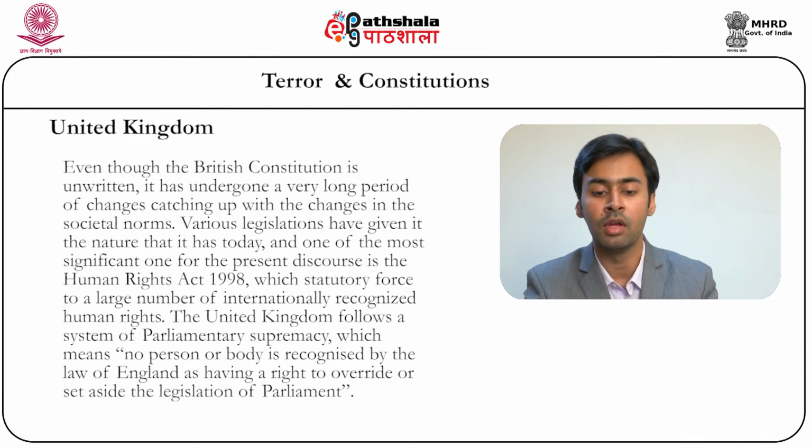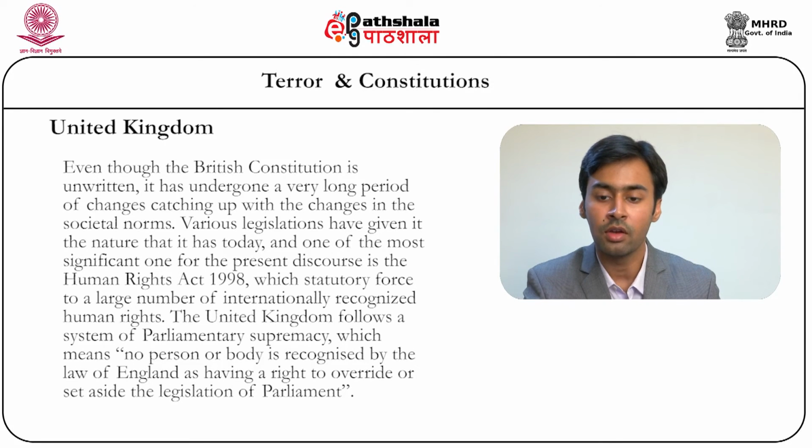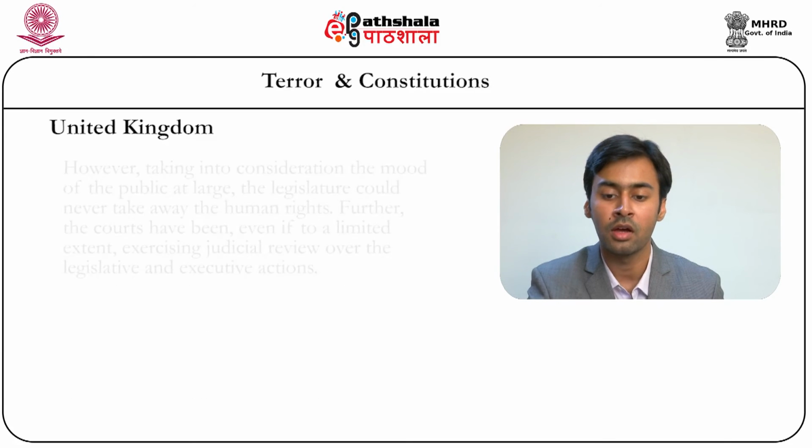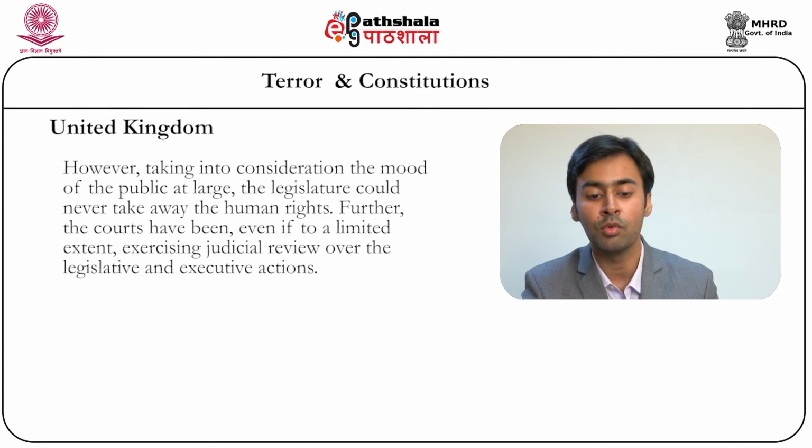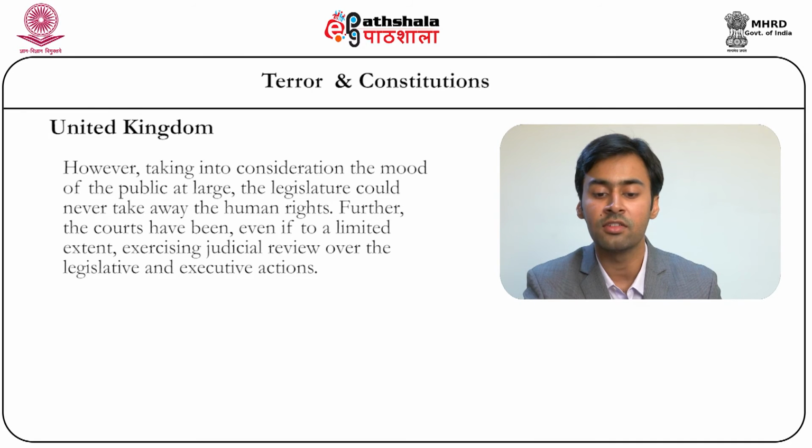The United Kingdom follows a system of parliamentary supremacy, which means no person or body is recognized by the law of England as having a right to override or set aside the legislation made by Parliament. However, taking into consideration the mood of the public at large, the legislature could never take away any human right. Further, the courts have been, even if to a limited extent, exercising judicial review over the legislative and executive actions.